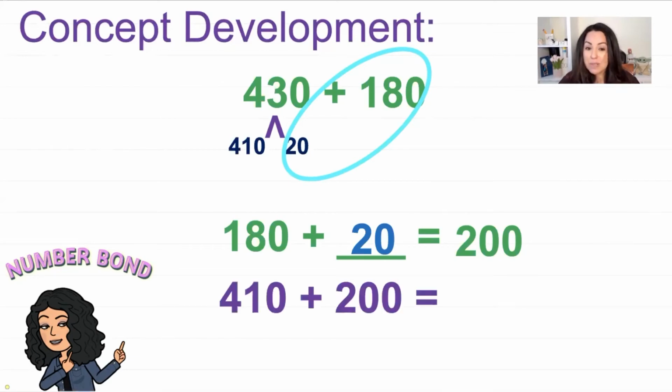So my new number sentence is 410 plus 200. Can you do that in your head? I can. So 400 plus 200 is 600, and then 10 is 610. Okay, let's try another one.